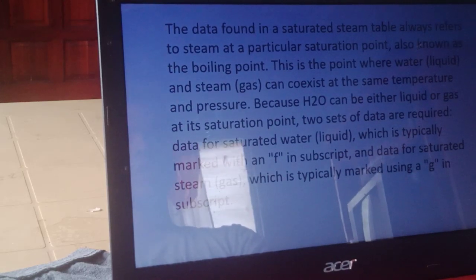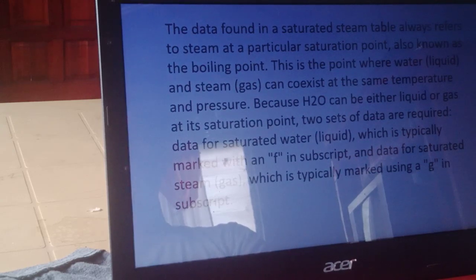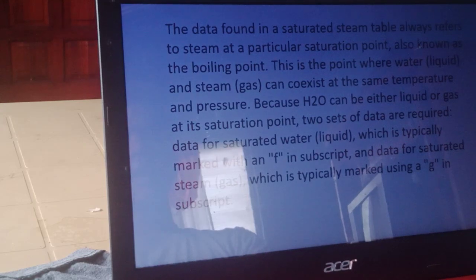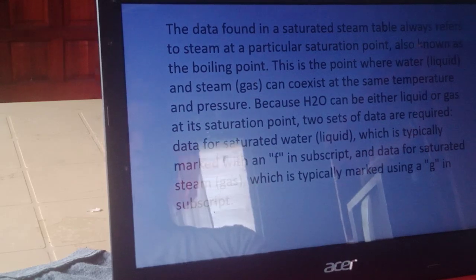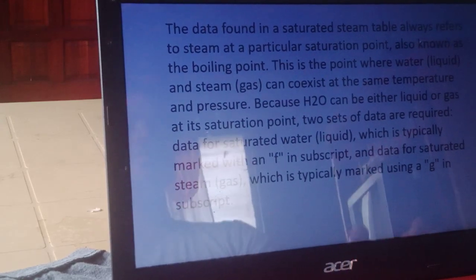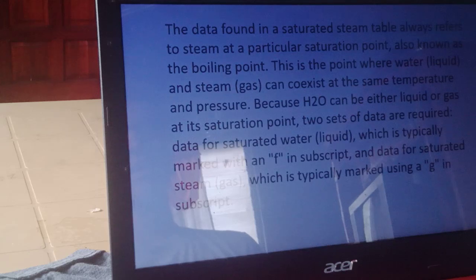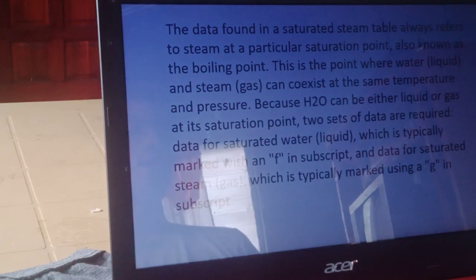The data found in saturated steam tables always refer to steam at a particular saturation point, also known as the boiling point. This is the point where water, liquid, and steam, gas, can coexist at the same temperature and pressure, because H2O can be either liquid or gas at each saturated point. Two sets of data are required.